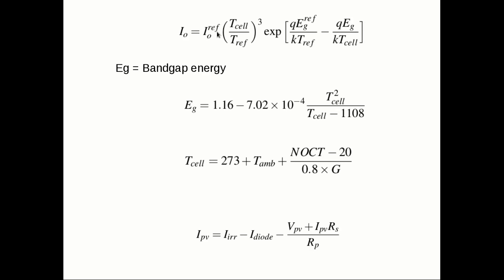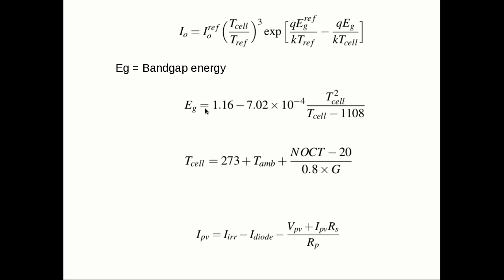So first, I naught ref is this diode current at STC, which means G is equal to 1000 watt per meter squared, T ref is equal to 25 degrees Celsius. So it is a cubic function of the cell temperature with respect to STC temperature, and an exponent of this ratio with respect to the actual ratio of the cell temperature. What are these? Q and K I've already talked about. Q is the charge of electron, K is the Boltzmann's constant.